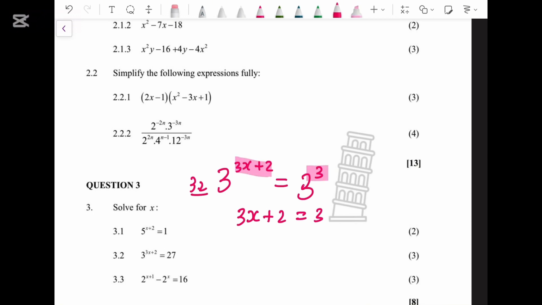Now, transpose 2. I will have 3 minus 2, which is 1. So I will have 3x is equal to 1, then divide by 3 on both sides. So therefore x is equal to 1 over 3.